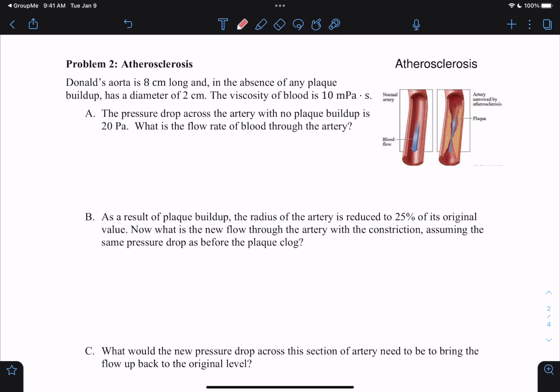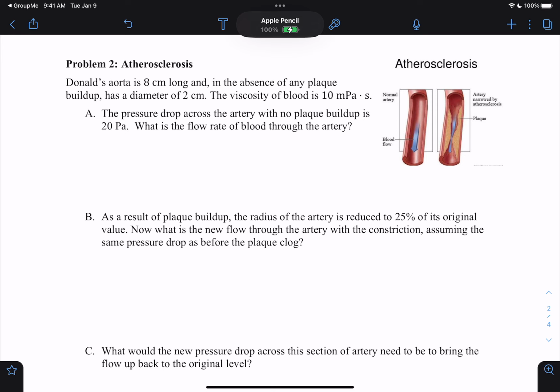because this problem just started off with Donald's aorta is 8 centimeters long, and in the absence of any plaque buildup, has a diameter of 2 centimeters. The viscosity of blood is 10 millipascal seconds.